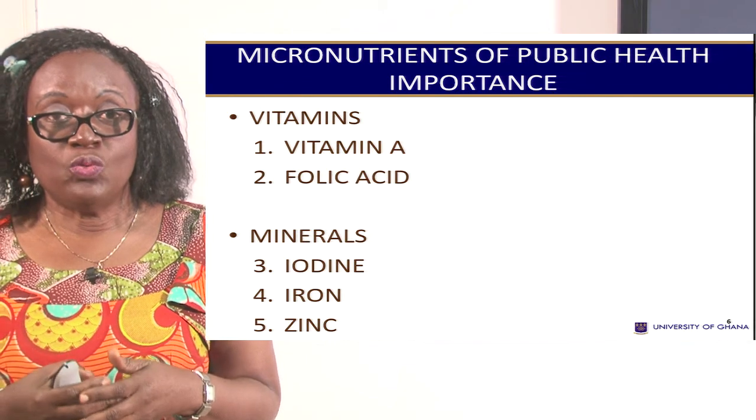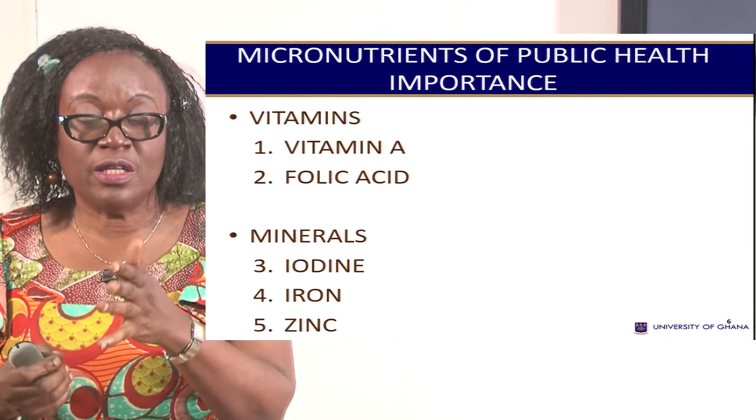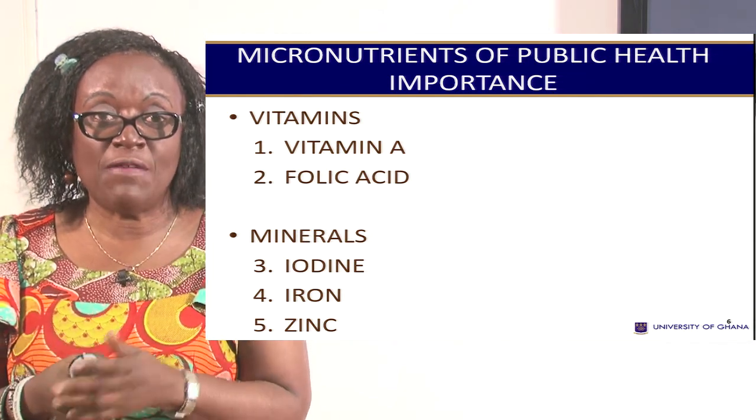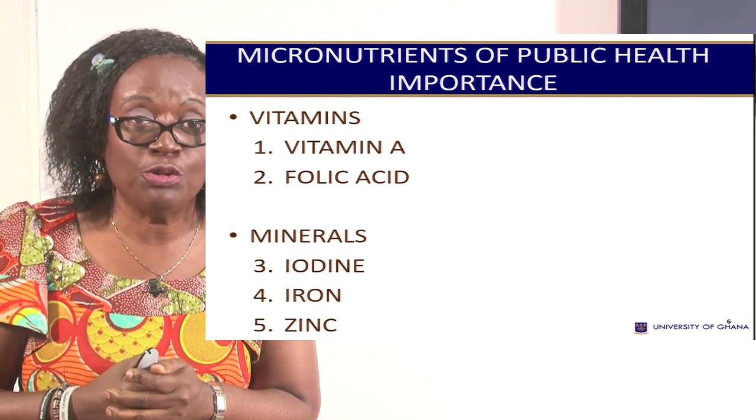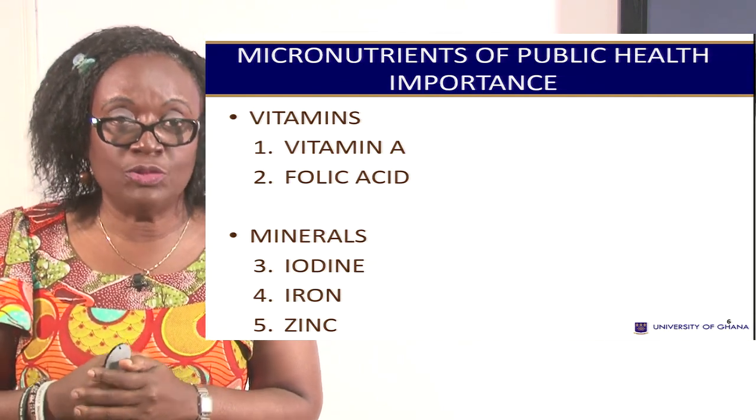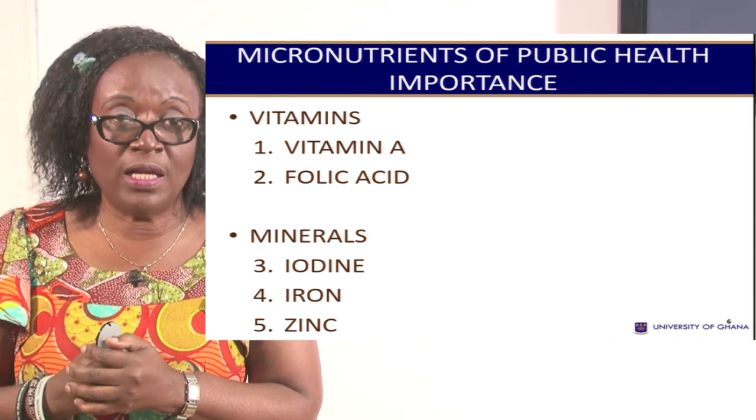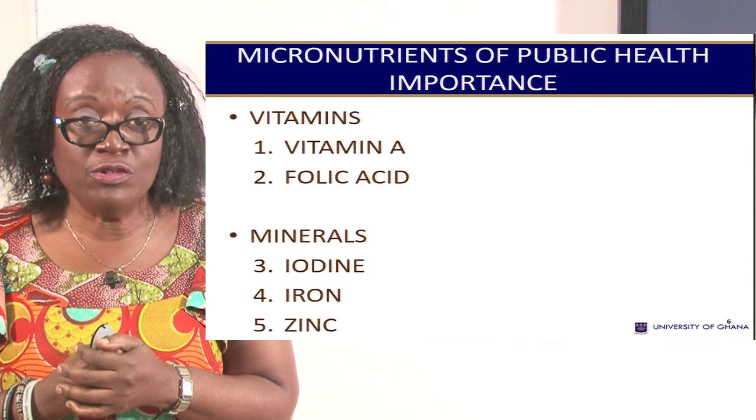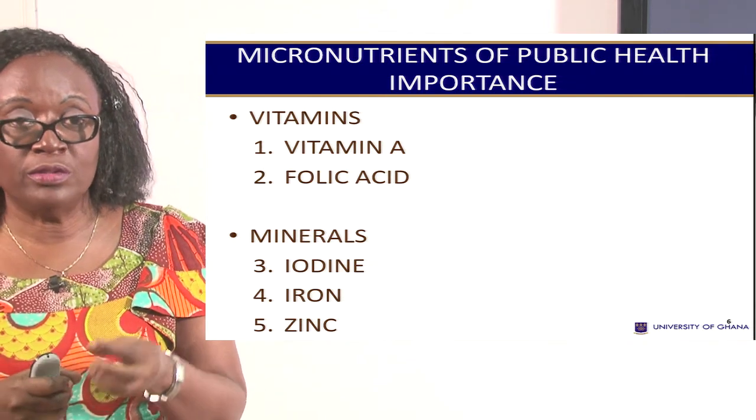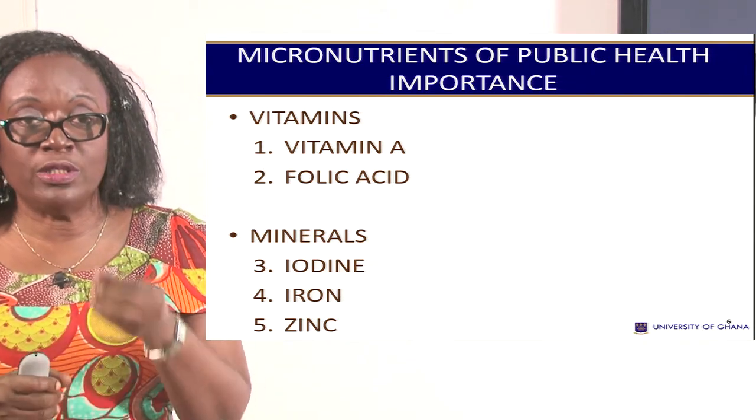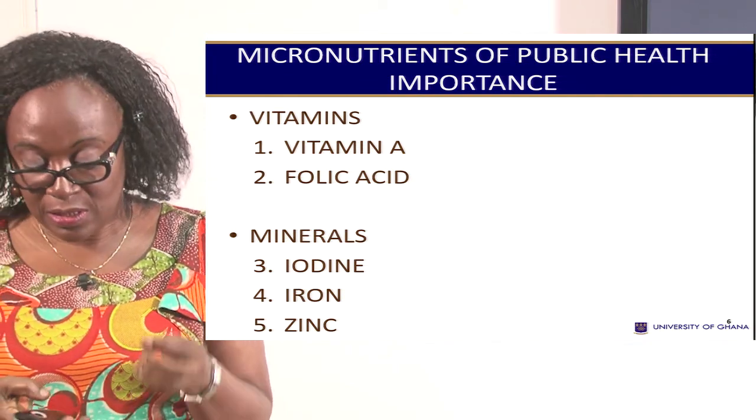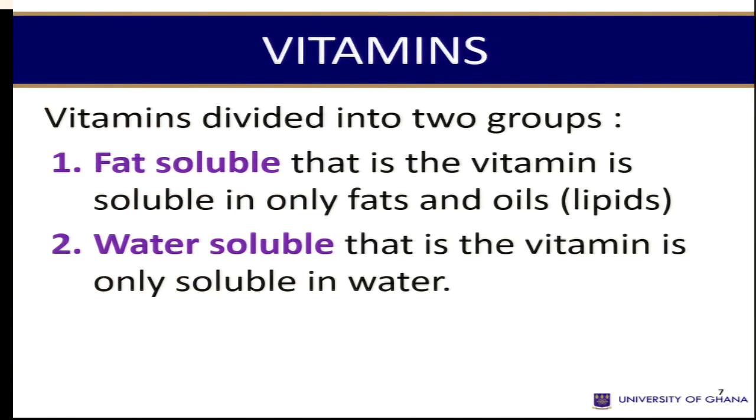The 5. We have 2 of them being vitamins. We have vitamin A, which is a fat-soluble vitamin, and then we have folic acid, which is a water-soluble vitamin. These are vitamins of global health importance. And then the minerals, you have iodine, iron, and zinc. And these three are trace elements. They are trace elements.